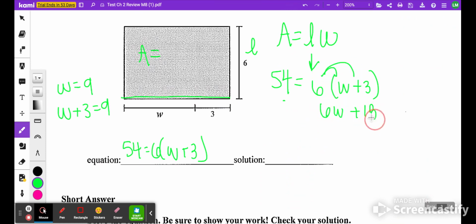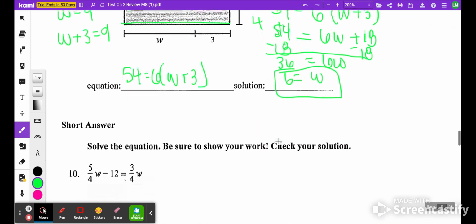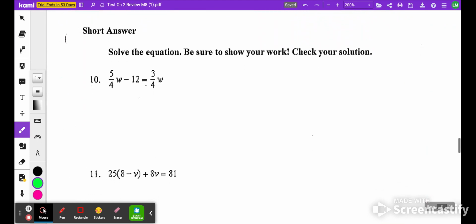6W plus 18 is equal to 54. I'm going to subtract 18 from both sides. 6W is equal to, borrowing, 36. W is equal to 6. Okay? Solving the equation, have to show our work here.